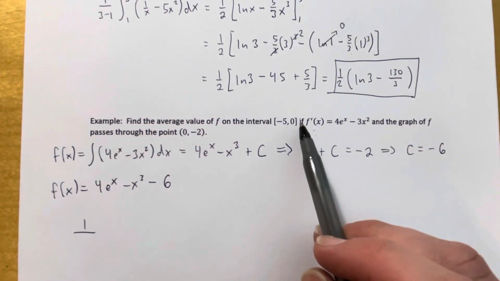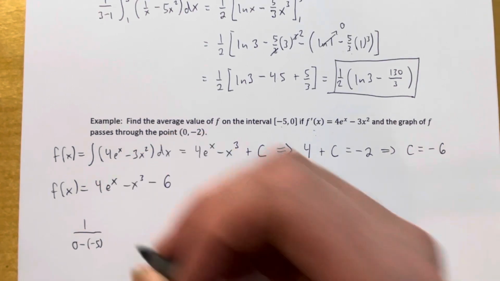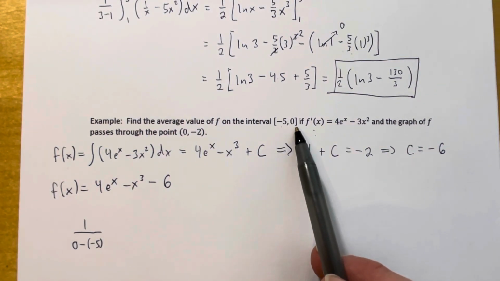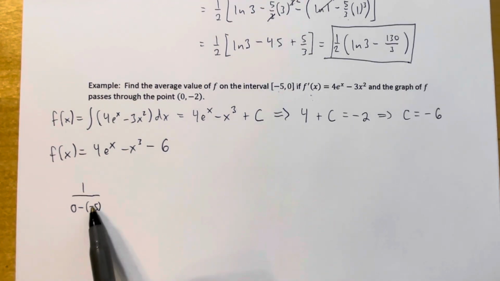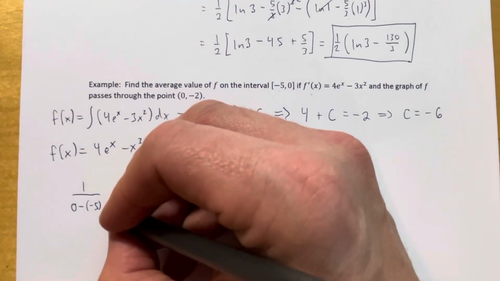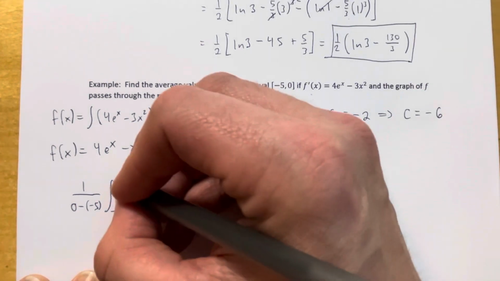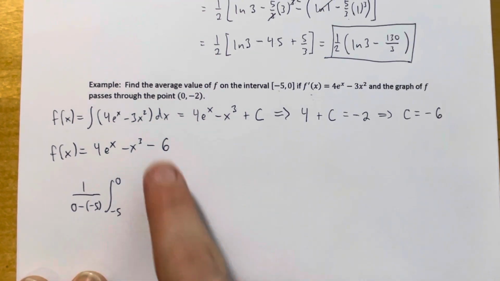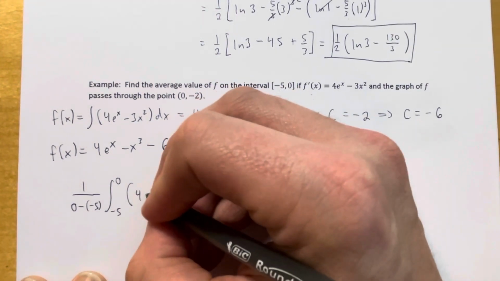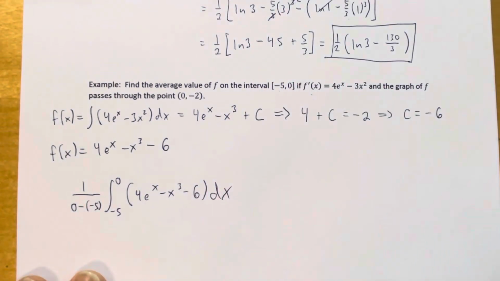1 over upper limit minus lower limit, so 0 minus negative 5. By the way, because we're always finding the upper limit minus the lower limit here, this fraction should always come out positive. Even though there's negative numbers in there, it's always going to be positive in the end. So that's a good way to check to make sure you're doing things correctly. The interval goes from negative 5 to 0, so those are also my limits of integration. And let's look at the function that we're integrating. 4e to the x minus x cubed minus 6 dx.